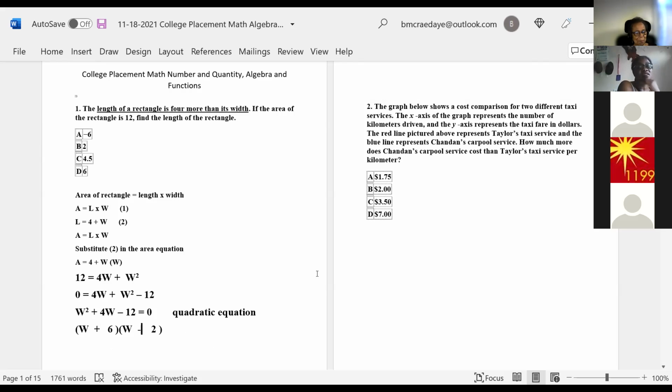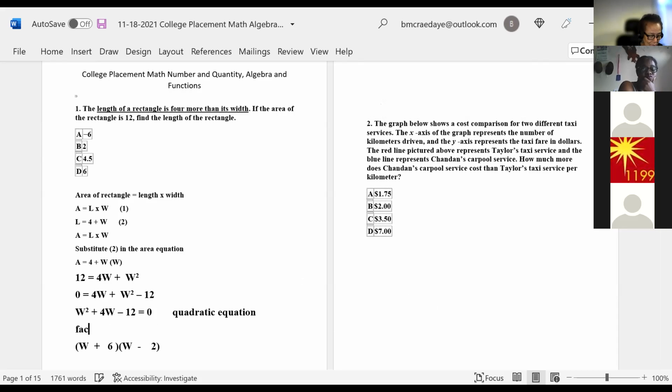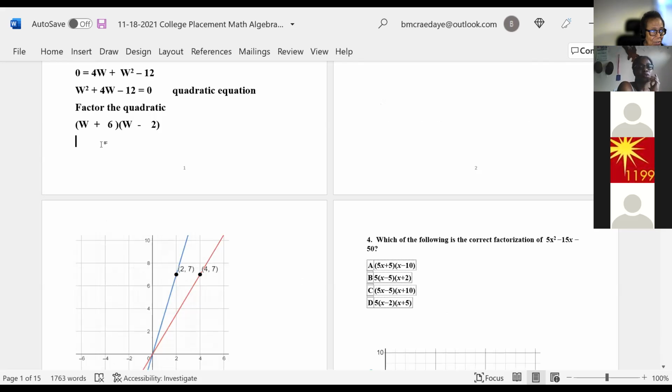But that's when you find the zeros. That's right. Exactly. So we factored the quadratic, and we have our answers: W plus 6 and W minus 2. But remember, if the quadratic is equal to 0, then the factors must also be equal to 0. So which one of these would represent the width? The 6 or the 2?